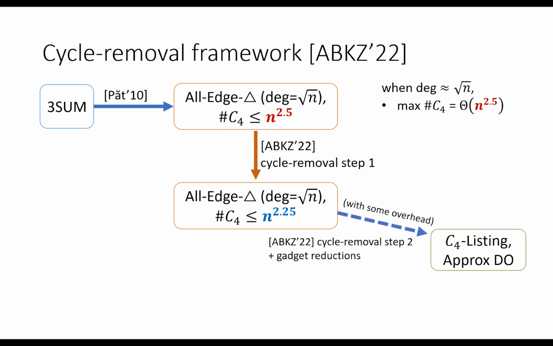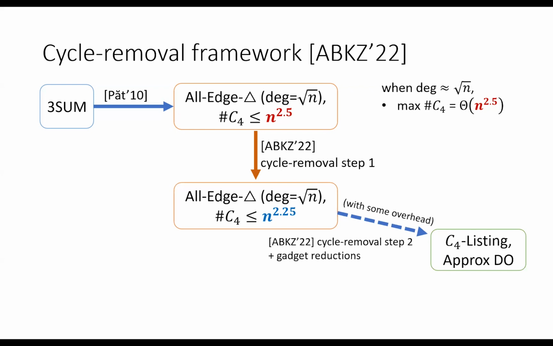And from there, they switch to a different cycle removal strategy based on sampling and combined with some simple gadget reductions, such as this splitting vertex technique in the previous slide. And eventually, they can reduce it to the C4 listing and approximate distance oracle problems.